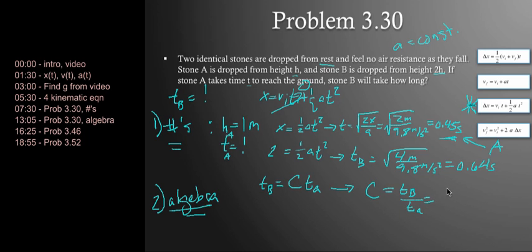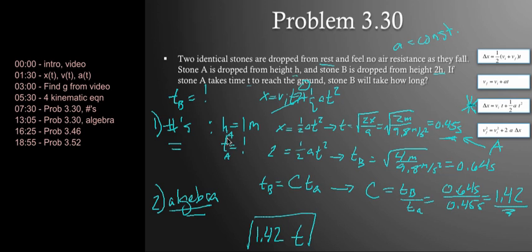And this is going to give us 0.64 seconds over 0.45 seconds. And this will give us 1.42. So if we look back at the question, if it takes stone A, t to reach the ground, how long will it take B? So then the answer will be 1.42 t.